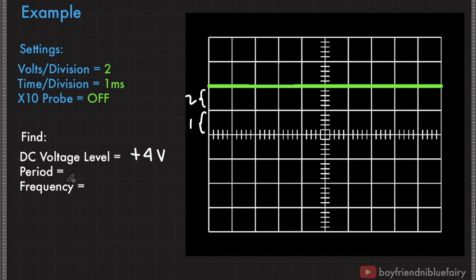Now, when it comes to period and frequency, apparently, this only applies when we have a sinusoidal signal or a signal coming from an AC circuit. So, therefore, we will not be able to calculate a particular period or frequency for this signal. So, we will just indicate not applicable.